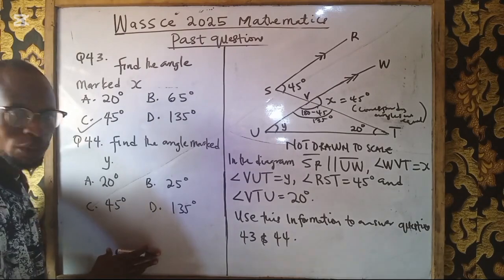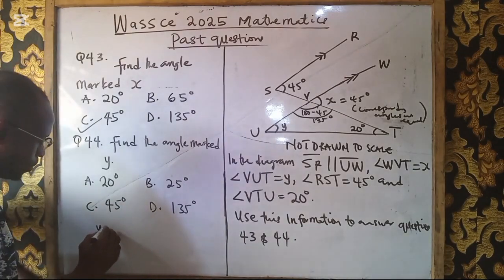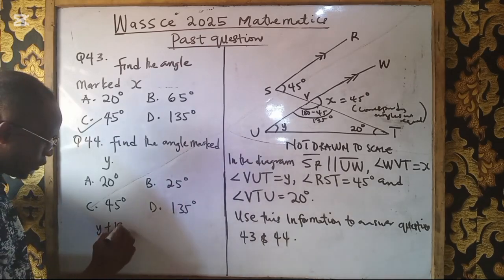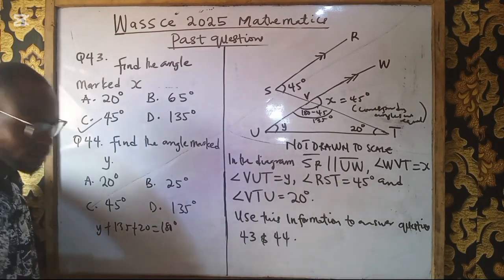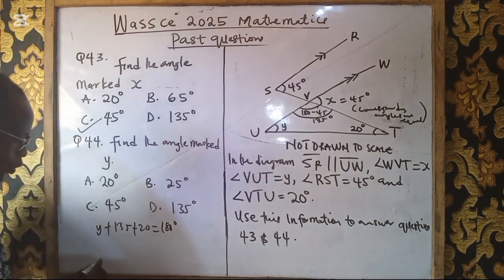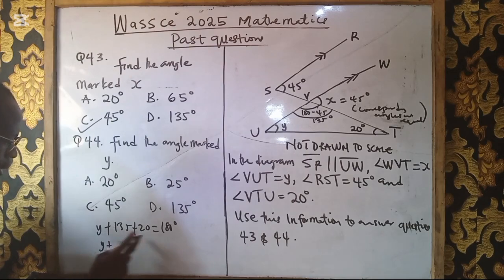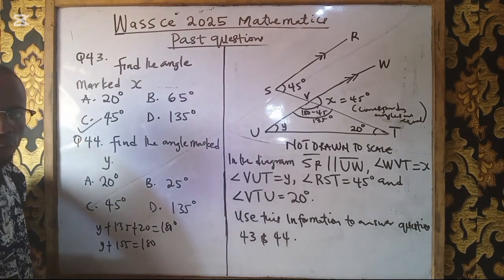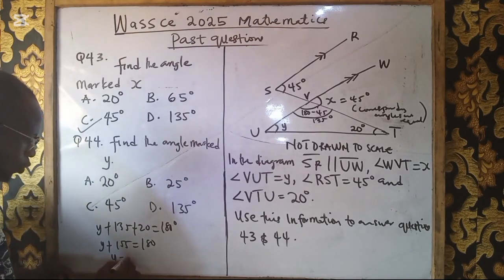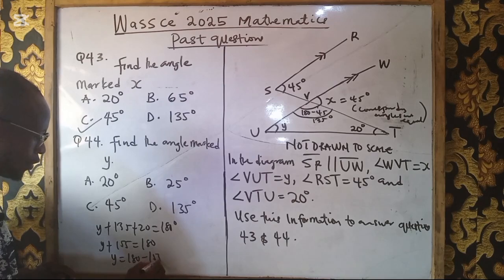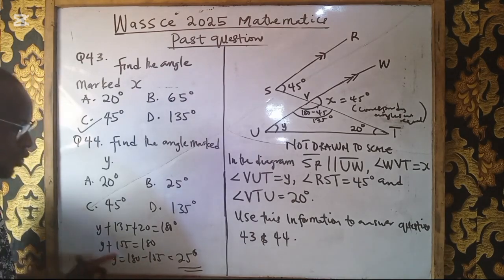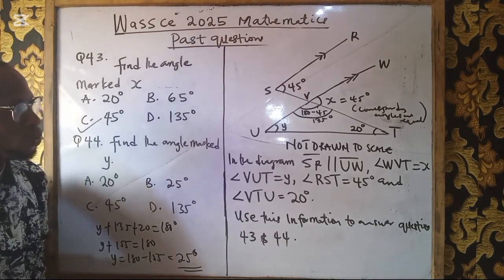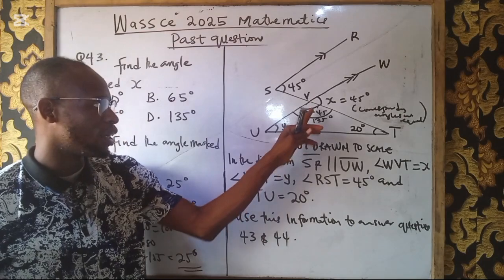Let me just manage this space for that. So my Y plus 135 plus 20 equals what? 180 degrees. You understand? So which means I'm going to have Y plus, this is going to give us 155, equals 180. If you collect like terms, you are going to have Y equals 180 minus 155, and that will give us 25 degrees. So the final answer for the value of Y is 25 degrees, okay? So what we just need to do here is calculate this angle over here.